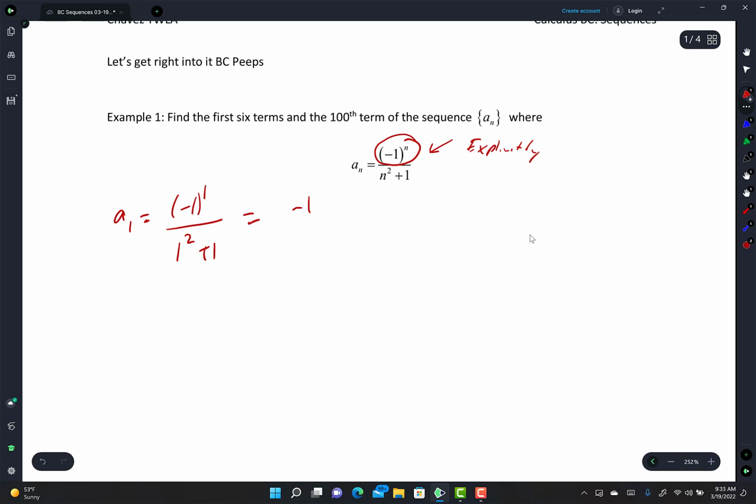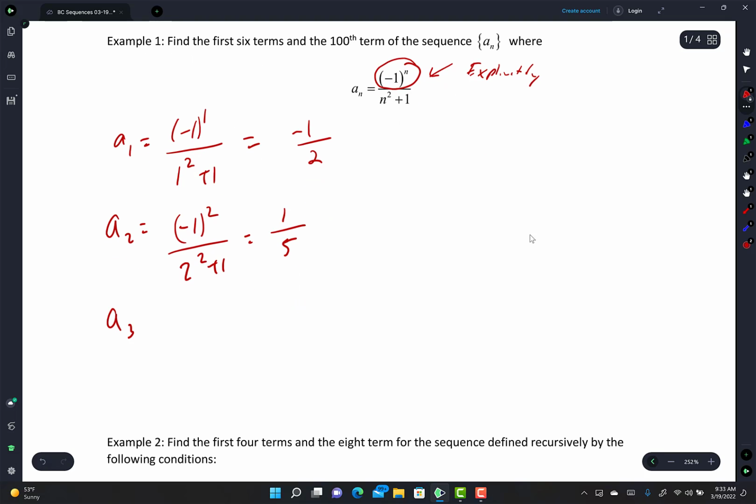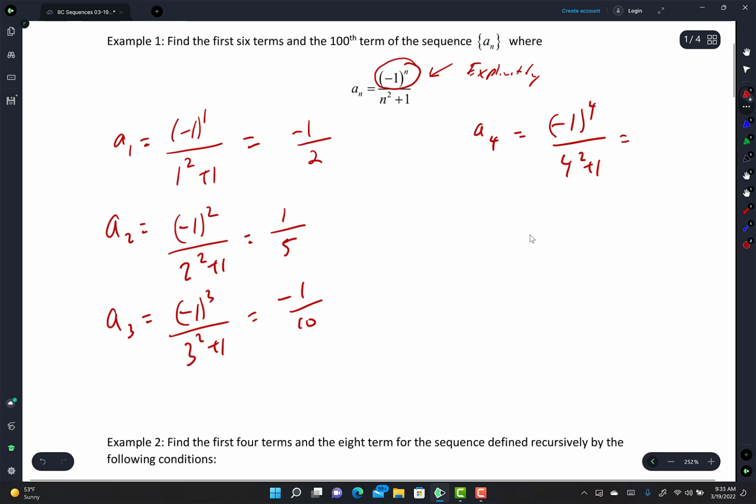So here we go. Negative 1 to the 1 power is negative 1. 1 squared is 1 plus 1 is 2, so negative half. That's my first term. So a of 2 is negative 1 squared over 2 squared plus 1. Negative 1 squared is going to be a positive. 2 squared is 4 plus 1 is 5. So 1/5. A of 3 is negative 1 to the third over 3 squared plus 1. So negative 1 over 10. A of 4 is negative 1 to the fourth over 4 squared plus 1. So positive 1 over 17.